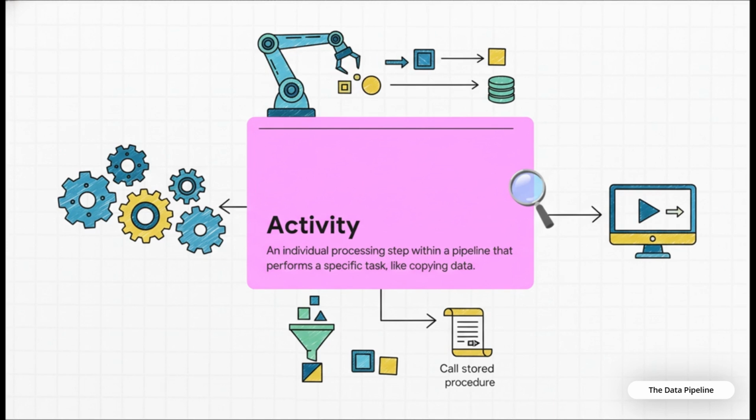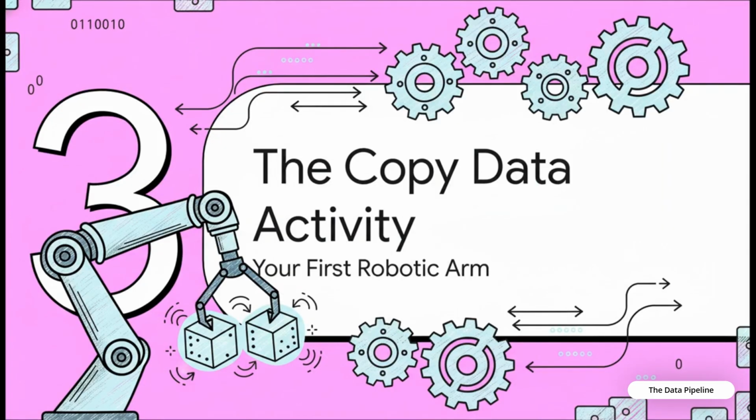Each activity does one specific thing. It might copy data, or transform it, or run a piece of code. It's like the single robotic arm on the assembly line that has one very specific job to do. Now, of all the different activities you can use, there's one that is the foundation for almost everything you'll ever do. So let's zoom in on the most fundamental tool in the entire factory, the copy data activity.